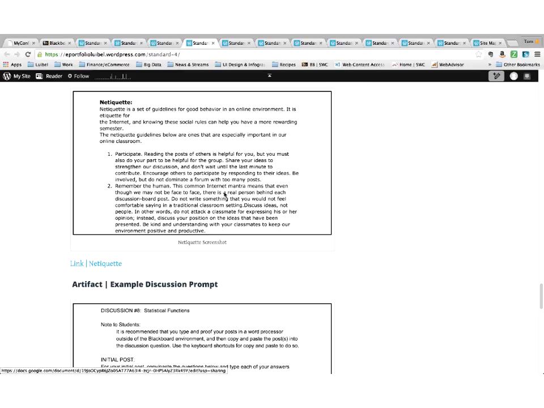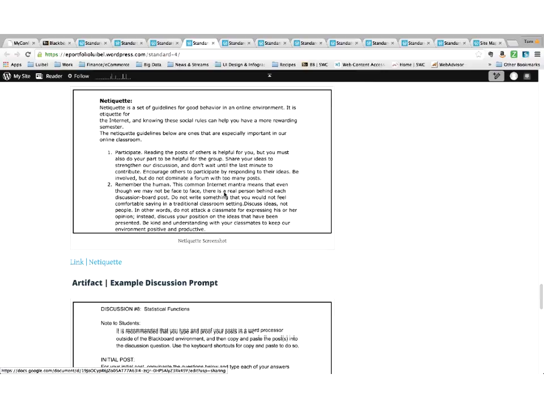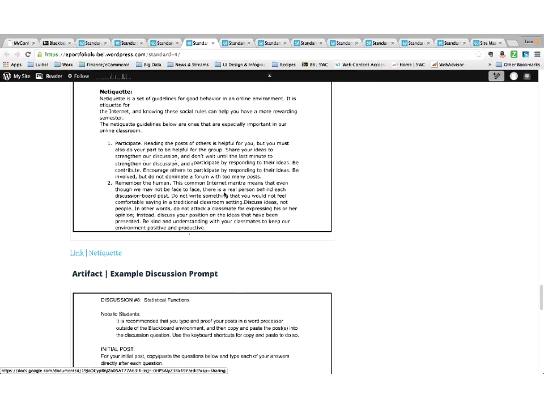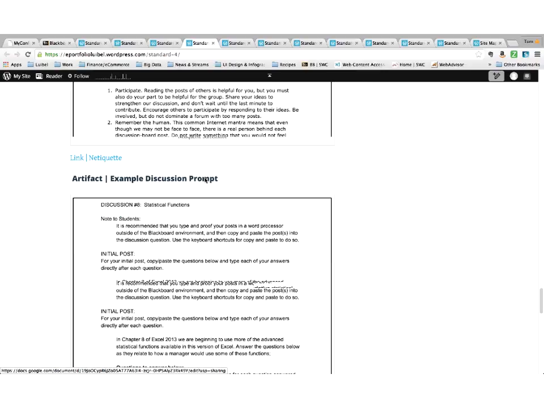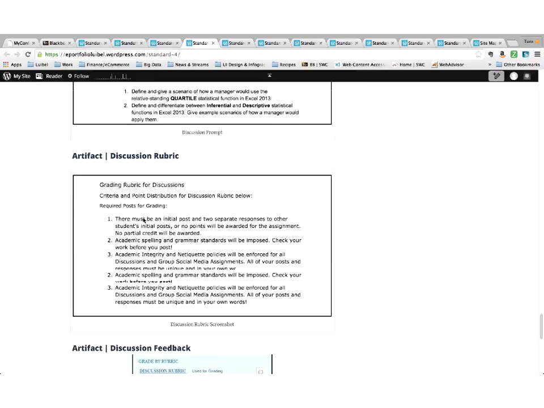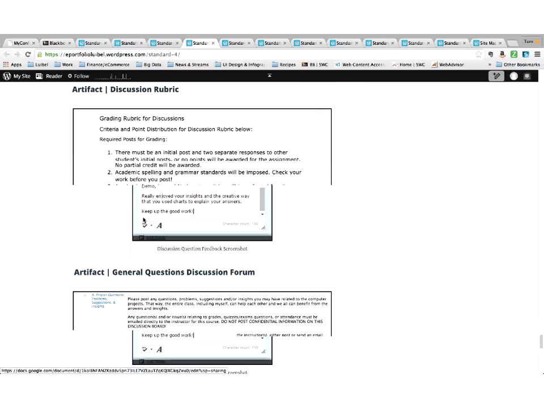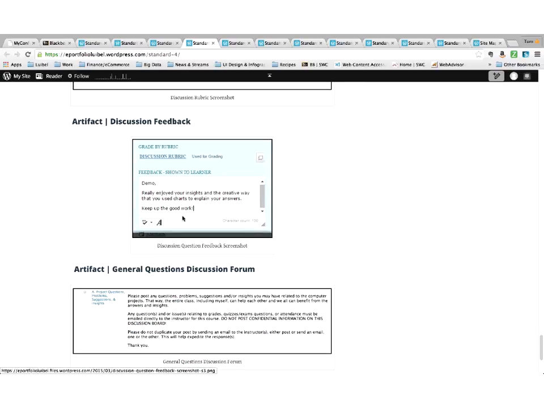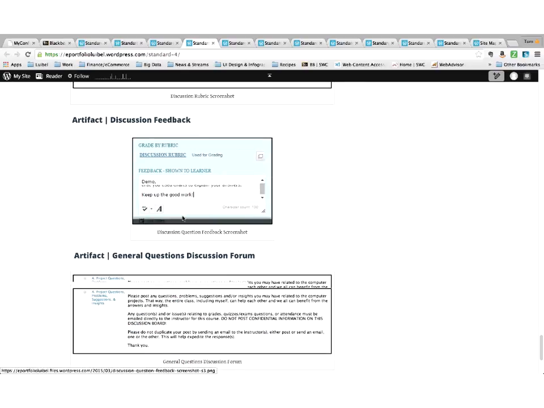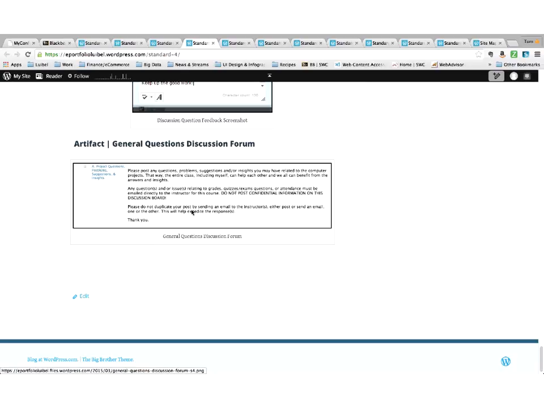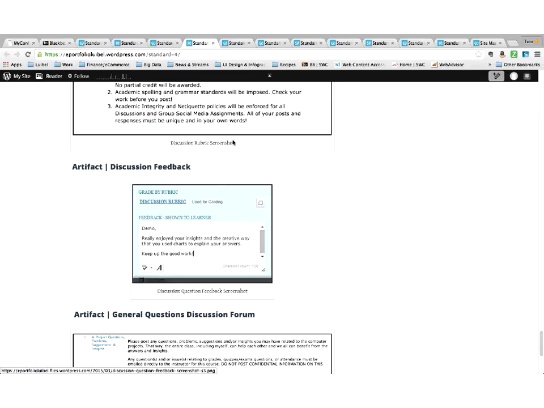Also, in my syllabus, I have an etiquette policy about how we're going to conduct ourselves in the discussion questions and how we're going to be respectful and collegial and academic. And I have another example of a discussion prompt, again the discussion rubric, and then also the feedback and the general discussion questions form. So if something falls outside of the realm of an assignment or they notice something, then they can contact me on that.